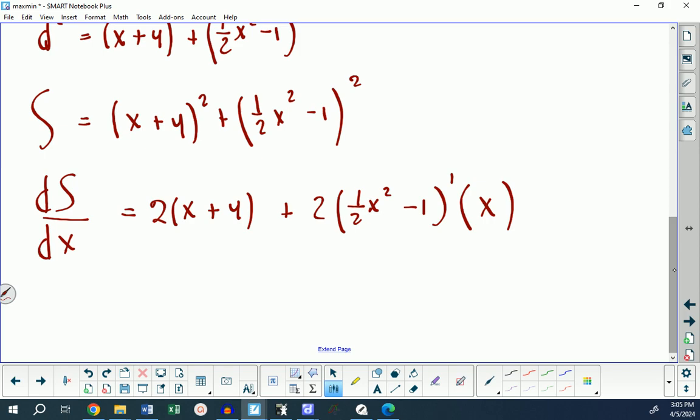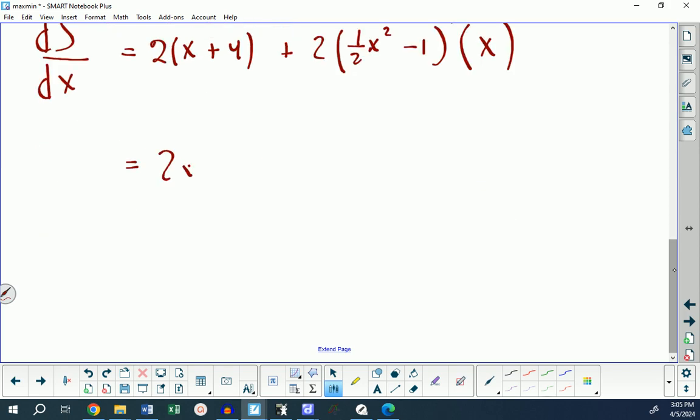Let's expand this out and see what happens. I get 2x plus 8 plus this 2 times this x. Oh, it's not quadratic. It's going to be cubic. Well, that's unfortunate. 2x times the 1/2 x squared is x cubed. That's a real drag. No, it's not. Because when we expand it further, we get negative 2x. These two terms reduce to 0.